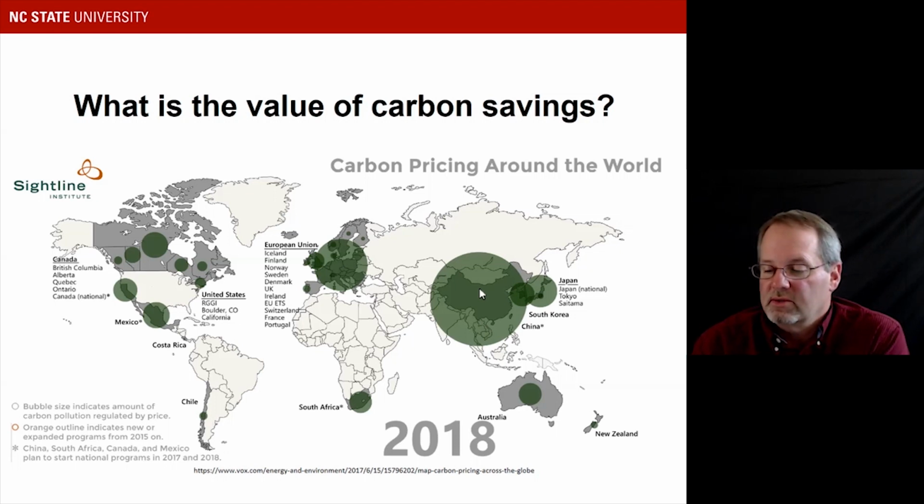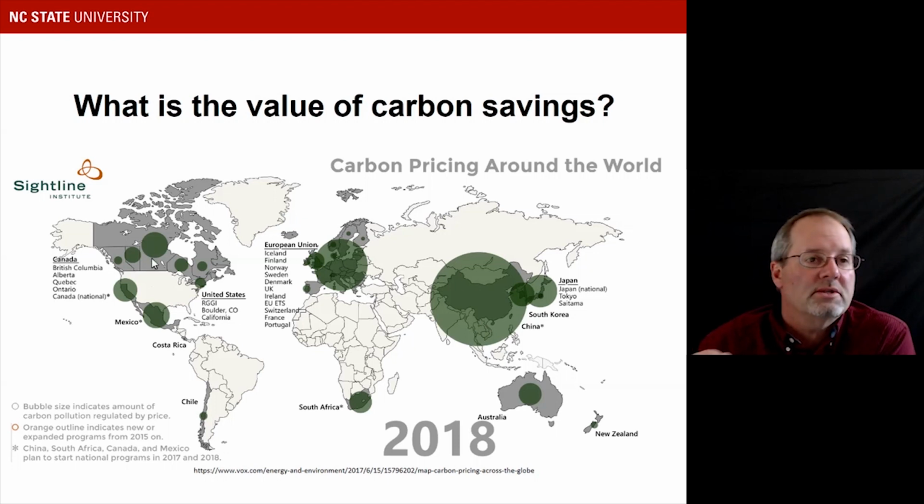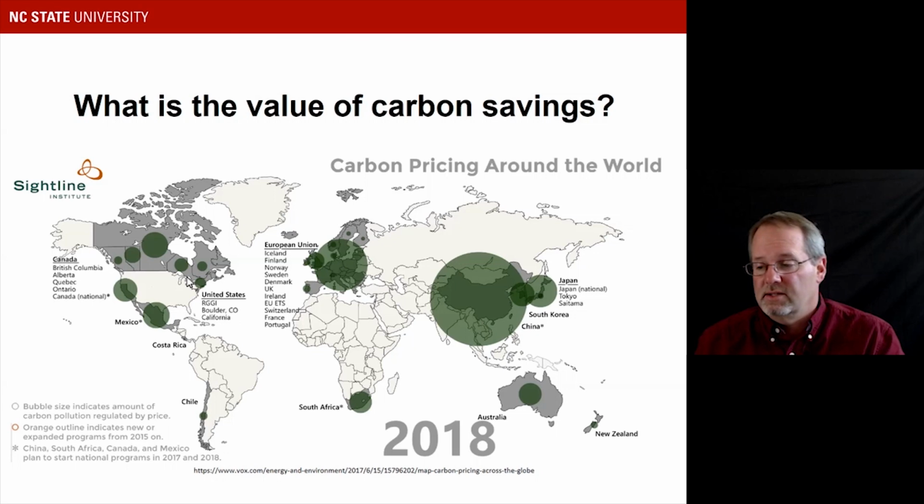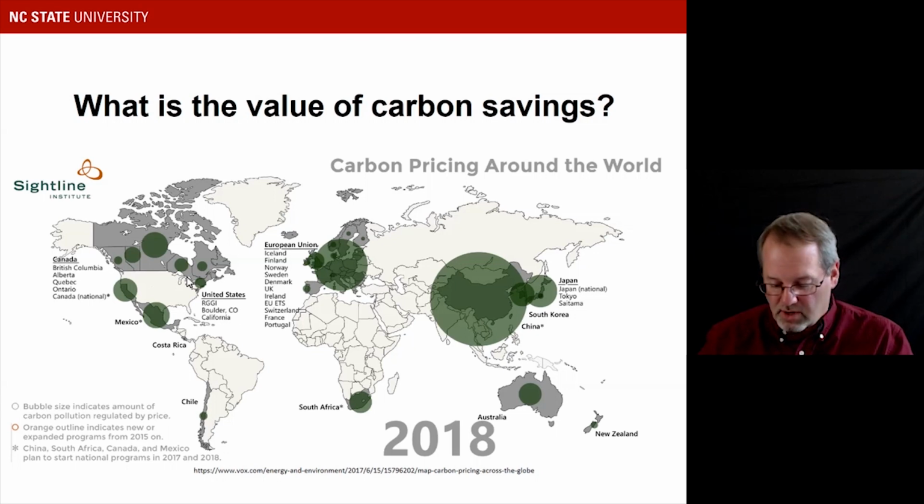The size of these bubbles actually tells you how much carbon emissions are regulated by that price. So you can see that the market in Asia is the biggest, and then in Europe it's smaller, and then you've got smaller ones in the United States at this point right here. That means that they're kind of controlled or helped by these carbon accounting practices.